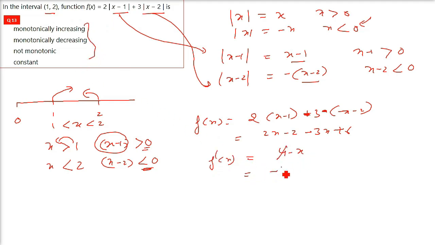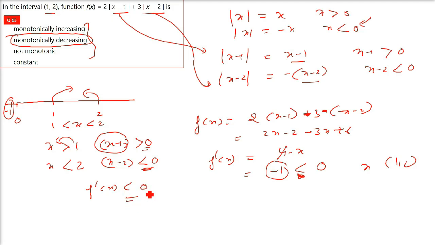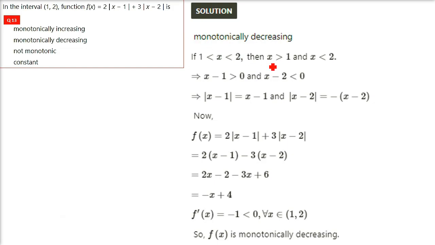When we differentiate, you will get minus 1. Now minus 1 is negative always. Negative 1 is less than 0. So when we have x between 1 and 2, we got f dash x which is negative 1, which is less than 0. See, it is not less than or equal to 0, it is actually less than 0. That's why it is monotonically decreasing. If f dash x is less than 0, then you can say that it is monotonically decreasing. This is the whole process you are going to follow. There are certain things which I have added, and you can draw the diagram and show. It would be very beneficial for you if the diagram is made.